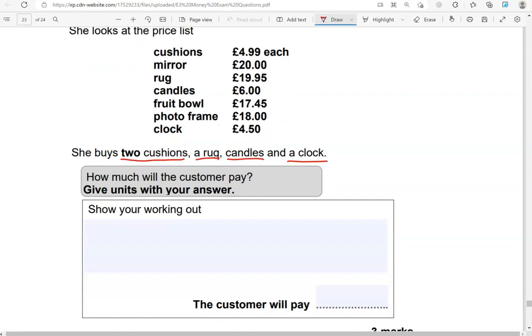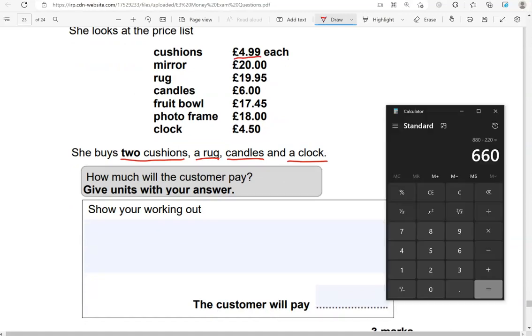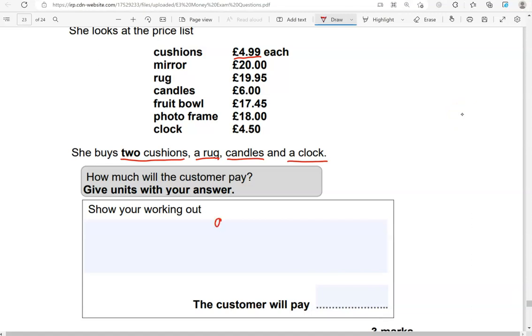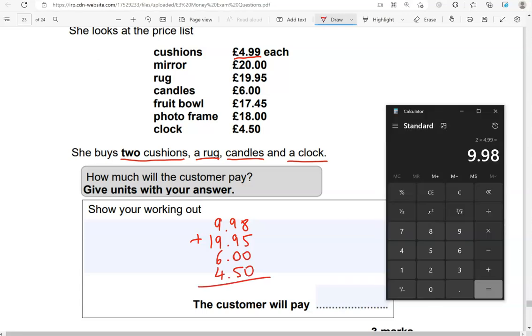So, two cushions at £4.99 each. So we'll do 2 times £4.99, which is £9.98. A rug, which is £19.95. Candles, £6. And a clock, which is £4.50. Adding all of these together, gives us £40.43.